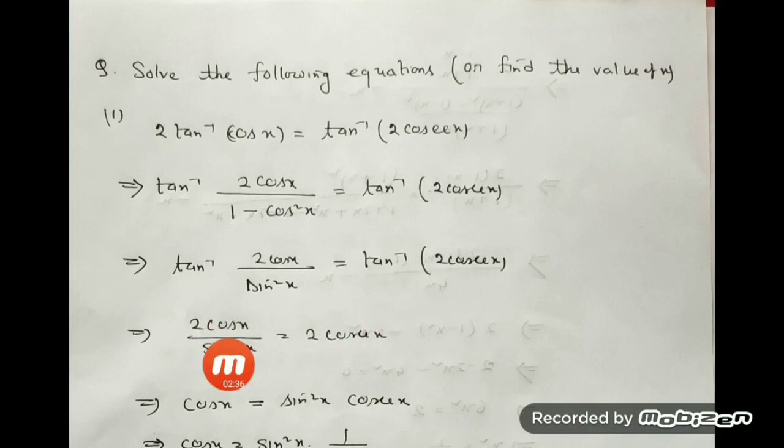Then I just do cross multiplication. And before that, since 2 is not equal to 0, dividing both sides by 2, we can cancel 2. Okay? Then we have cos x equal to sin square x into cosec x, and this is obtained by cross multiplication.